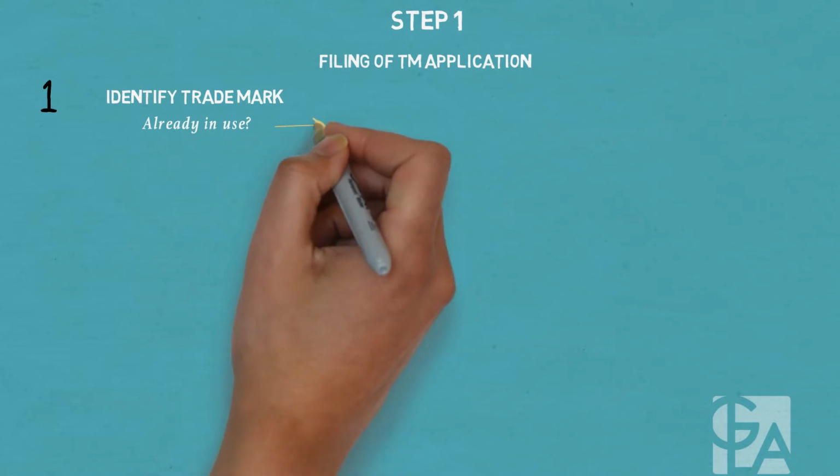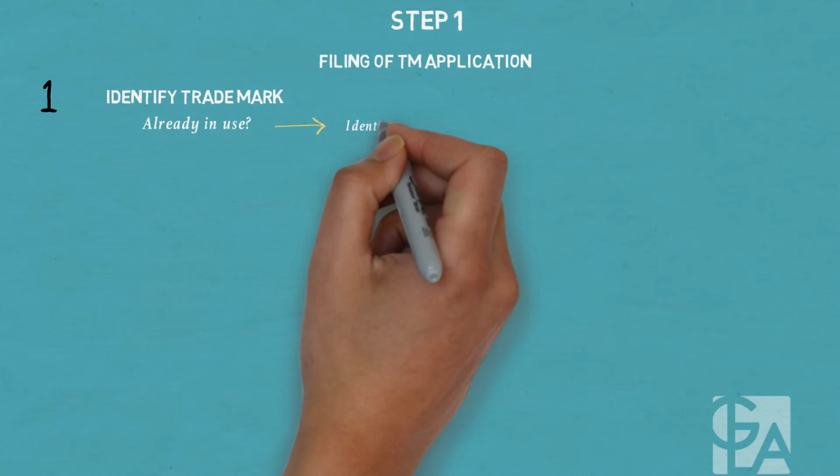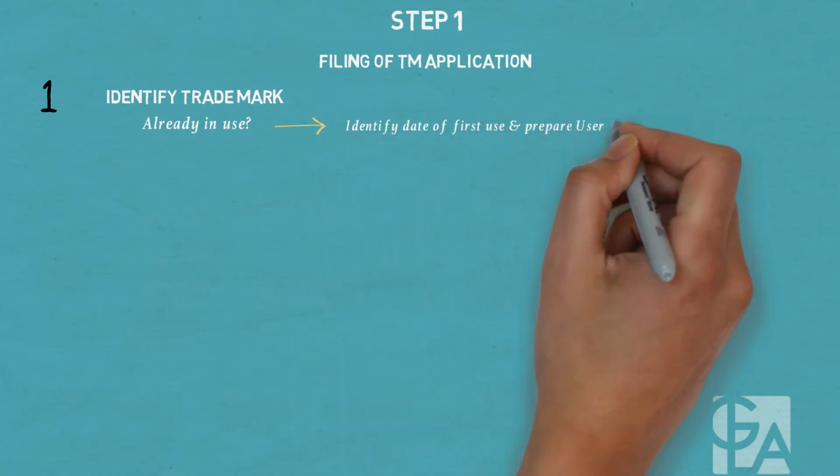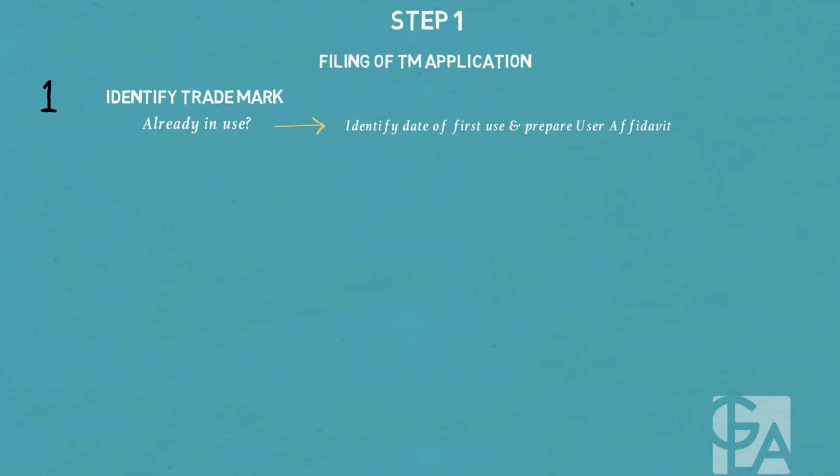If the trademark you propose to register is already in use, you must identify the date on which the mark was first used and collate all documents supporting the use of the mark from such date. Using the supporting documents you provide, your attorney would draft a user affidavit in support of the user claim that you make in the trademark application. This user affidavit needs to be submitted along with the trademark application.